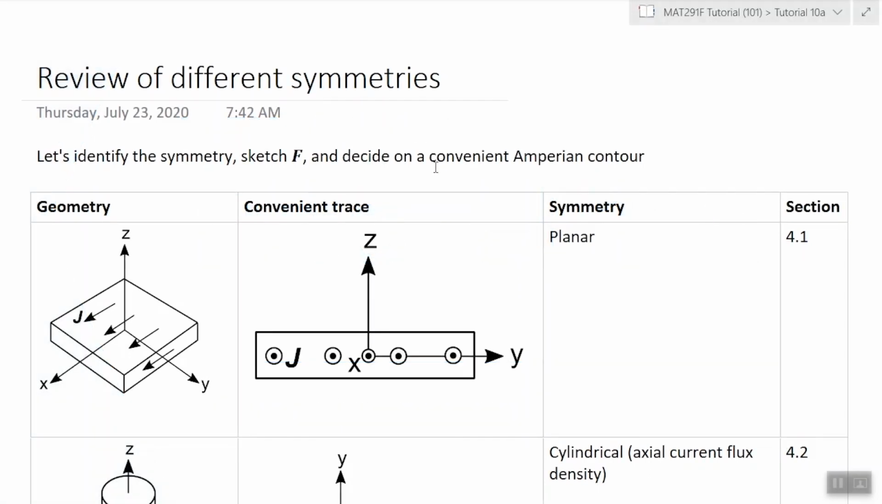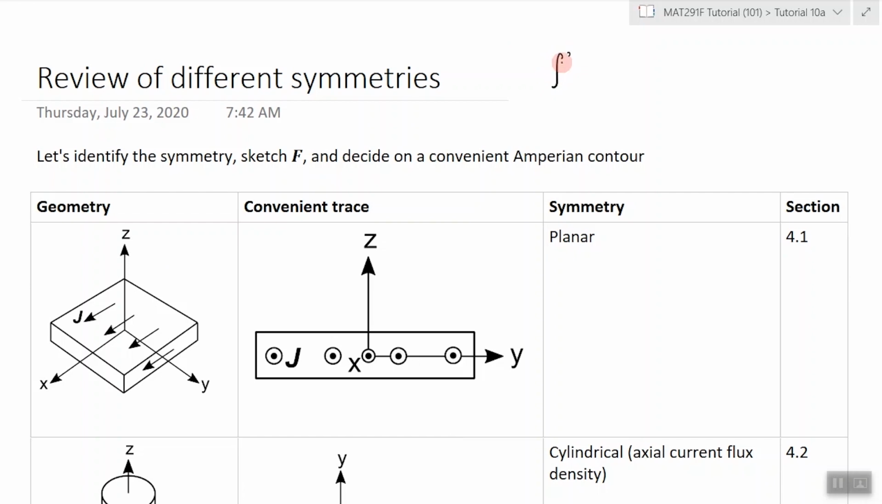Let's start by reviewing some of the different symmetries. I'll show you several geometries, most of which appeared in the notes for reading assignment 5. For all those symmetries, I'm going to discuss what kind of symmetry is present, sketch the field, and also show you what a good choice of Amperian contour is for applying Stokes' theorem. Now let me remind you that Stokes' theorem looks like this.